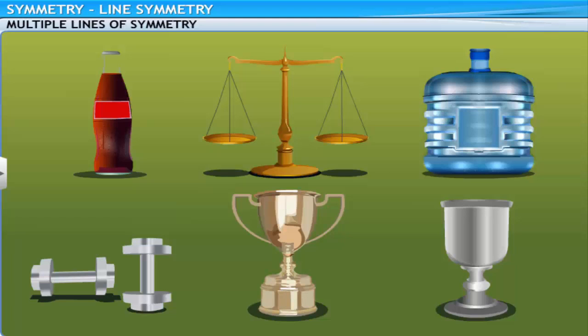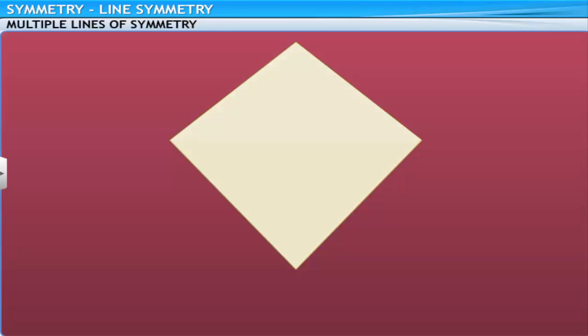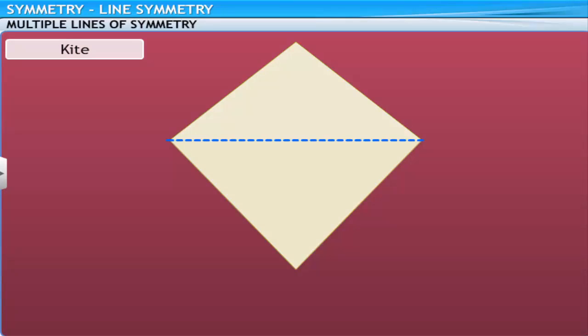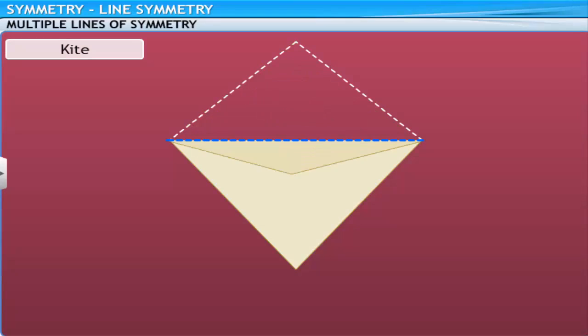So far, we saw examples of several objects that have a line of symmetry that divides them into two identical halves. Now, let us explore line symmetry in some geometric shapes. Consider this kite shape. Let us see if the horizontal line shown here is the line of symmetry for this kite shape. As the horizontal line does not divide the kite shape into two identical halves, it is not a line of symmetry for the given shape.